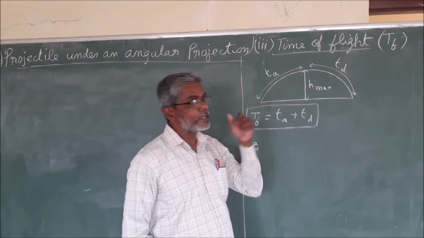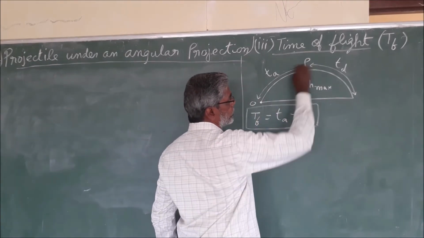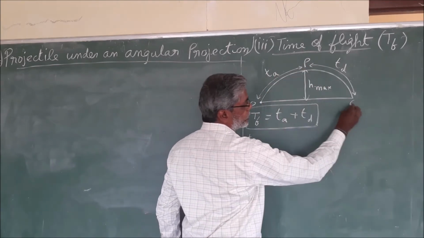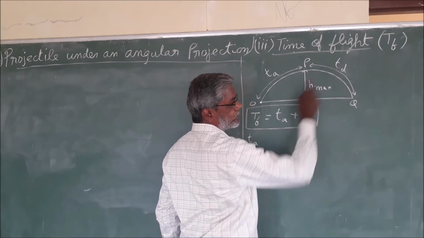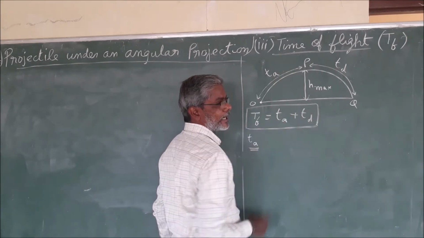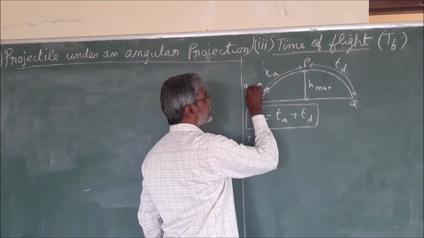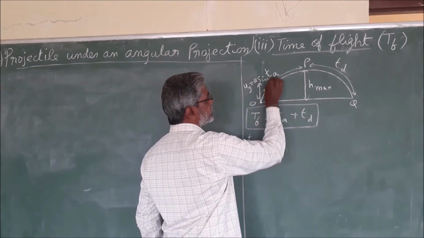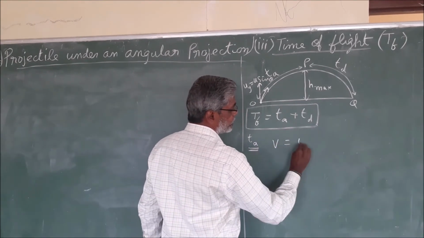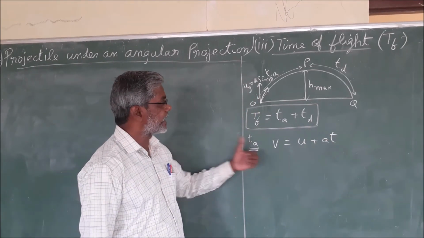Next, we are going for time of flight. Now the object from here, if it moves up to P, we can call it the time of ascent. From P to Q, the flight, we can call it the time of descent. If I add this time of ascent plus time of descent, it will give the time of flight. Here the component is Uy equal to u sin theta. So now we will calculate the time of ascent. v is equal to u plus at. From this equation we can calculate the time of flight.